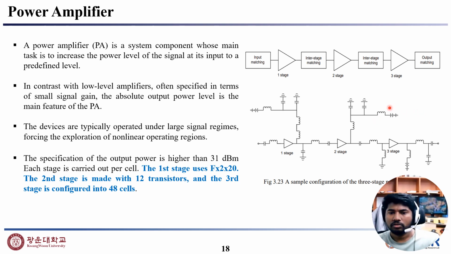And the specification of the output power is higher than 31 dB, and each stage is carried out per cell. The first stage uses a 2 by 20 cell configuration. The second stage is made with 12 transistors, and the third stage is configured with 48 cells. And a simple configuration of a 3-stage power amplifier is shown in this figure.